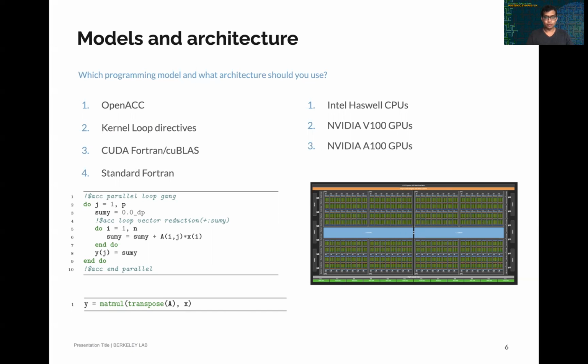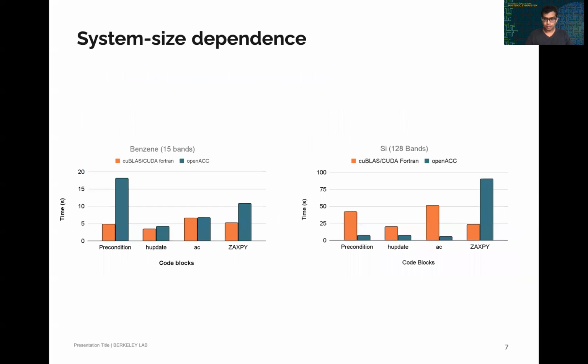The problem I can show in this slide. What this slide does is take 4 different code blocks from a West routine and compare the performance, in terms of the time it takes to run, of cuBLAS and OpenACC, contrasting them together. It does it for 2 different systems. One is Benzene, which is a small system with only 15 electronic bands, and the other is Silicon. It's a silicon supercell, so it has 128 bands, an order of magnitude more than Benzene.